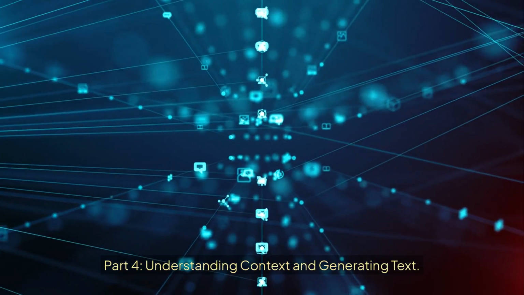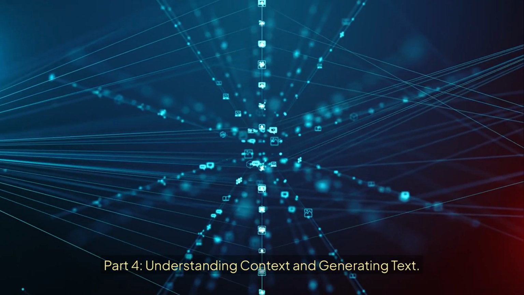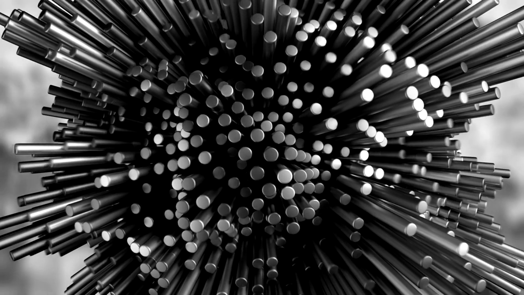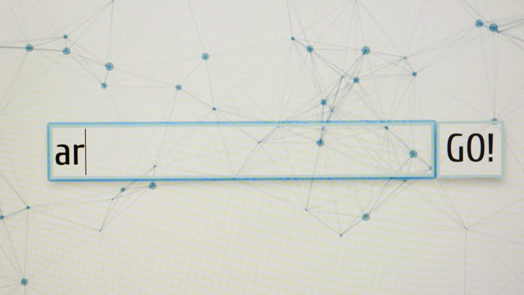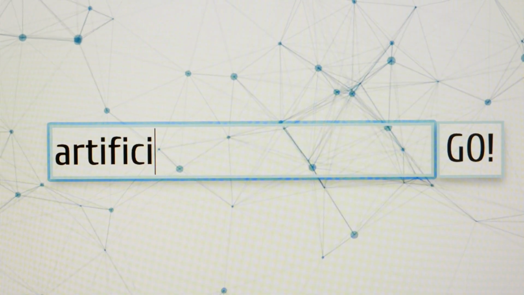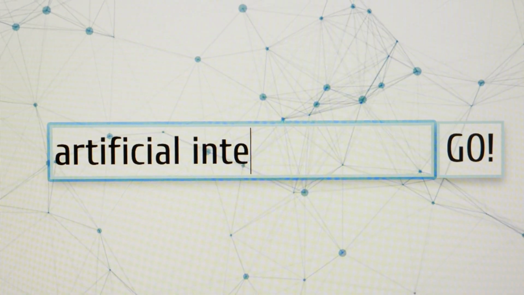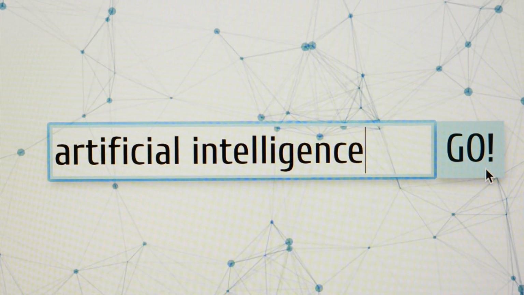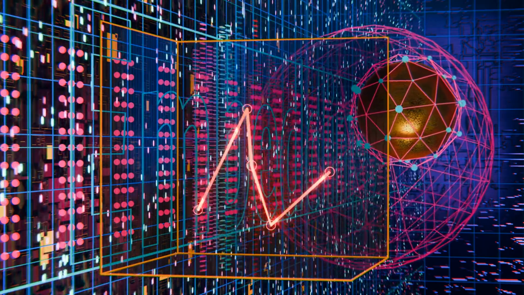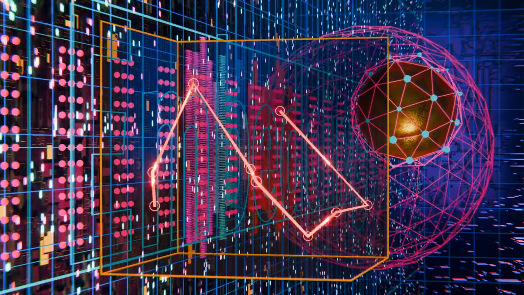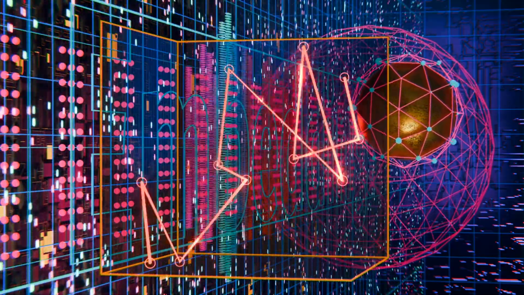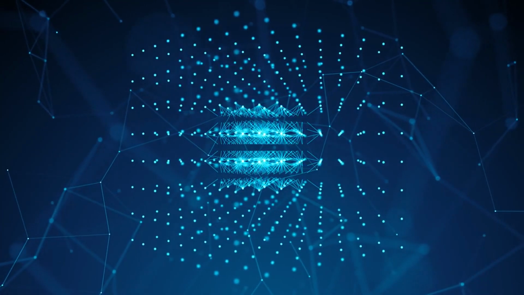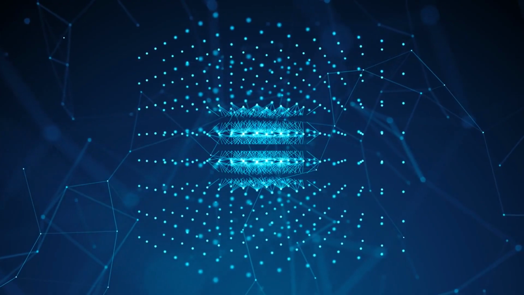Part 4. Understanding context and generating text. One of the key strengths of Deepseek AI is its ability to understand context. When you ask a question or provide a prompt, the model analyzes the input, identifies the relevant information, and generates a response that fits the context. This is achieved through the transformer architecture, which allows the model to consider the relationships between words and phrases. The result is text that is not only grammatically correct, but also meaningful and relevant.